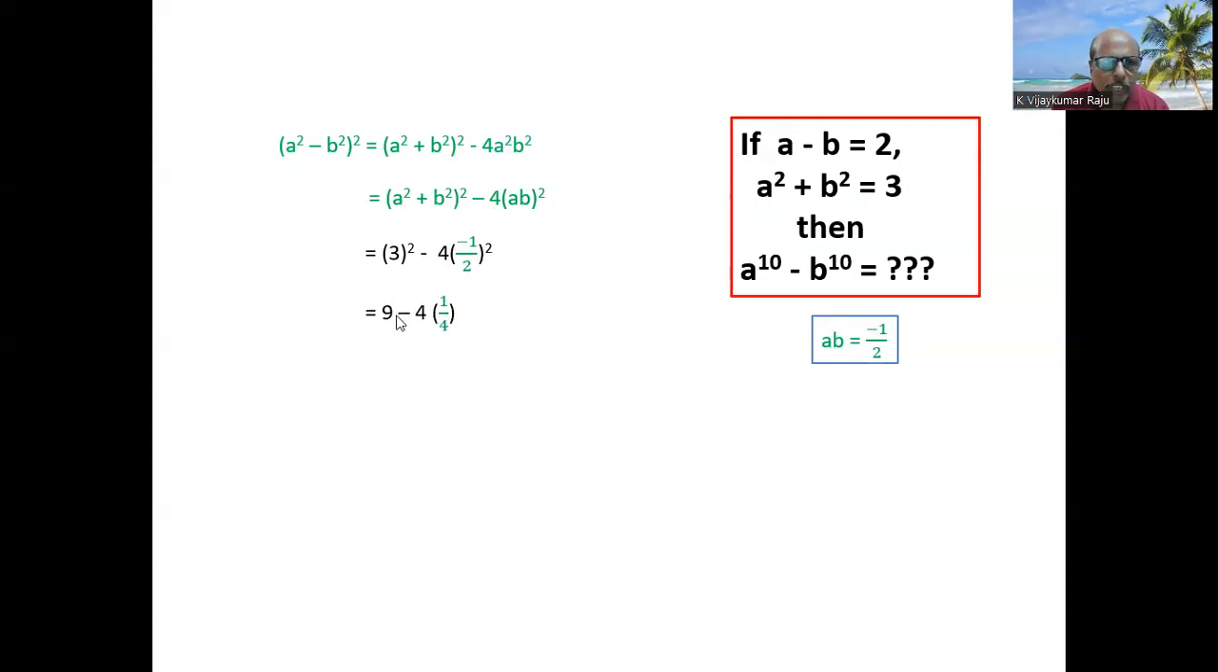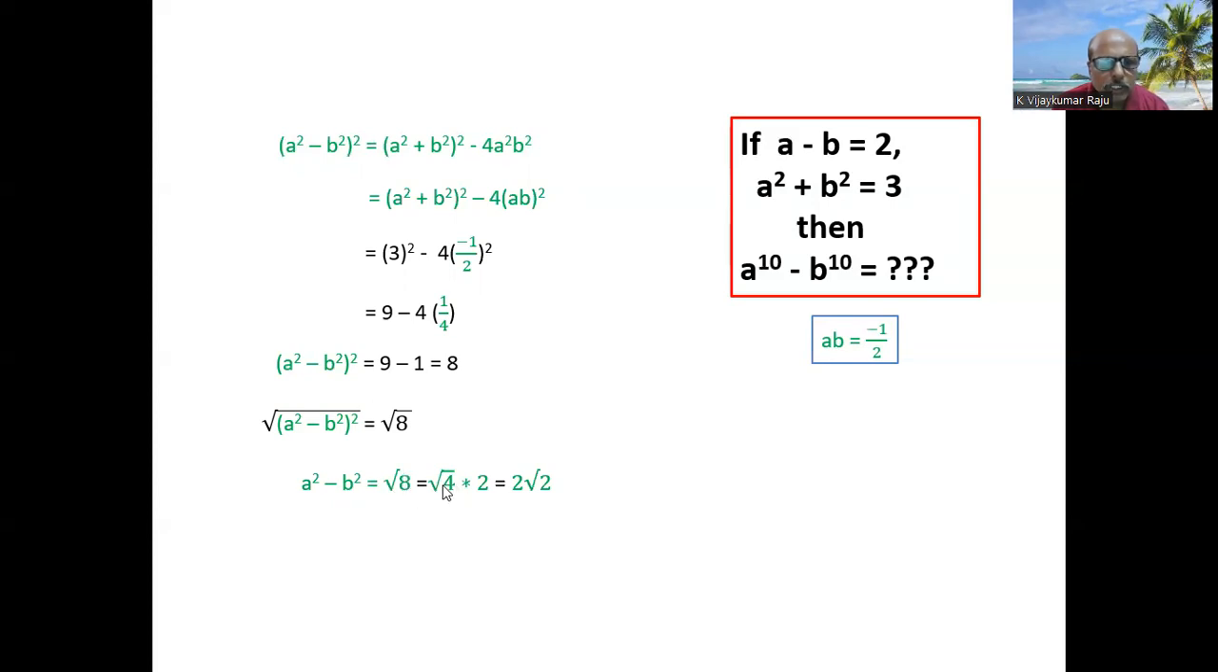So when you put the values, it is 3 square minus 4 into minus 1 by 2 whole square. Because it's a square, this will become 1 by 4. So 3 square is 9, 9 minus 4 into 1 by 4. 4 cancels, it is 9 minus 1. So a square minus b square whole square is equal to 8. Now let us take the square root of both sides. The square and root will cancel, so a square minus b square is equal to root 8.